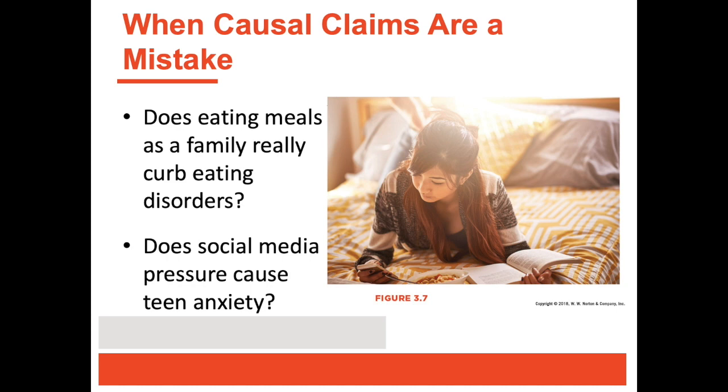And then internal validity: can we make a claim that there's not something else that is causing this relationship? Could there be another variable? Yeah, and it could go the other way, right? So we could have teen anxiety causing more social media use, and maybe their anxiety puts them into high pressure social media situations.